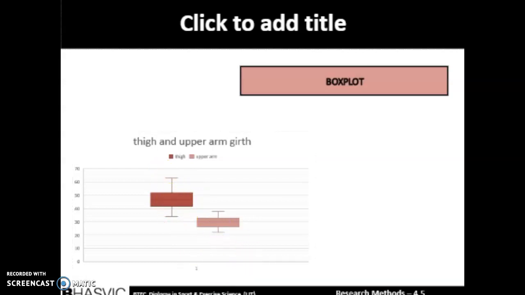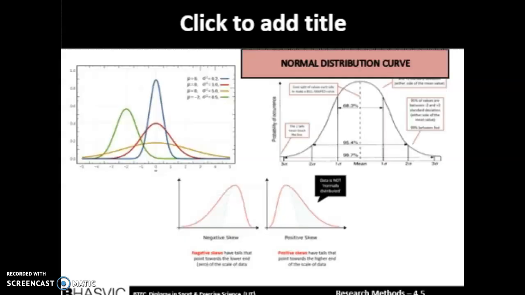The range is often hard to identify on graphs such as the bar graph, like on the slide before. Therefore, the box and whisker graph, or the box plot, as I call it, is more suitable for finding the range.